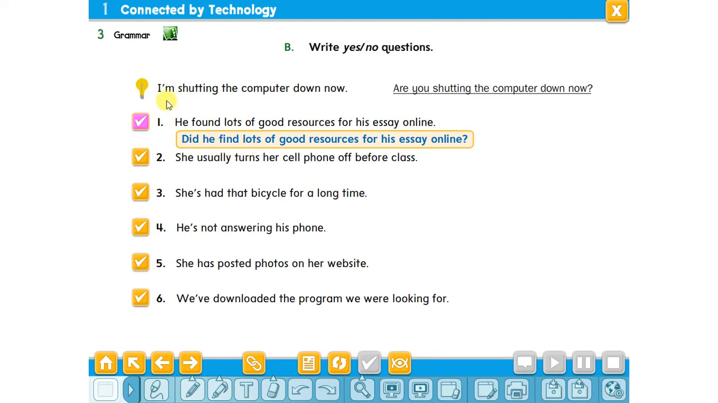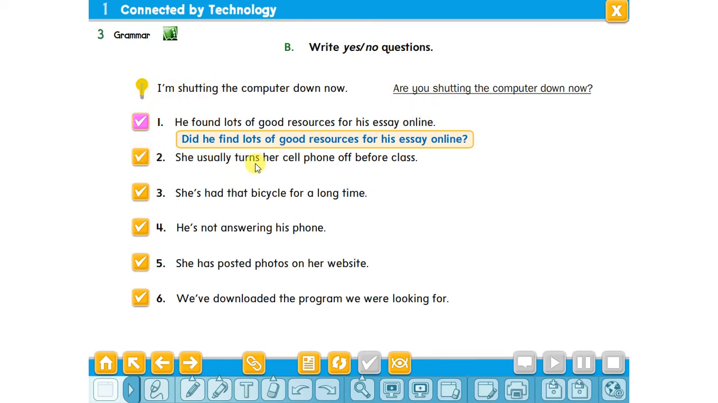Also here the example, I am shutting the computer down now. Here you have am as the helping verb. You can say, am I shutting the computer down right now? This is a correct question, but you don't ask yourself, because you are making a question, you are going to change. Instead of using am I, you are going to use are you. Because here you have a question. When you answer, are you shutting? You say, yes, I am. Remember, if you have I am, it will be are you. I was, it will be were you, etc.